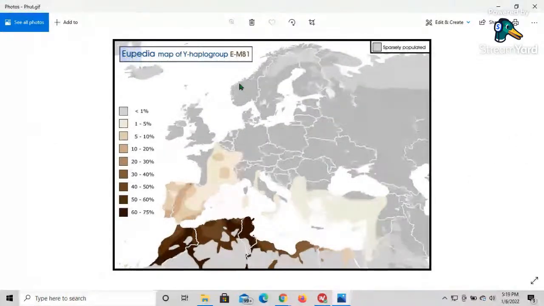Okay, this would be possibly the descendants of Put, which would be, well, I think Josephus calls them Phoenicians, the early first Phoenicians, descendants of Put, but they're basically North Africans. The M81s, North African Berbers. Probably descended from Put.